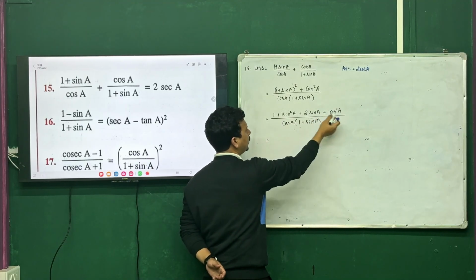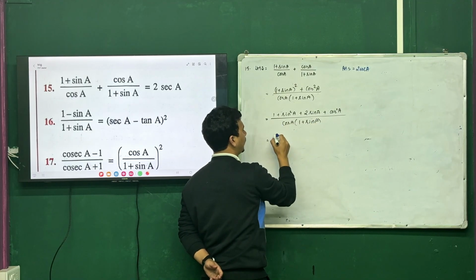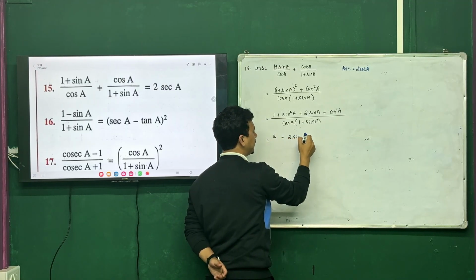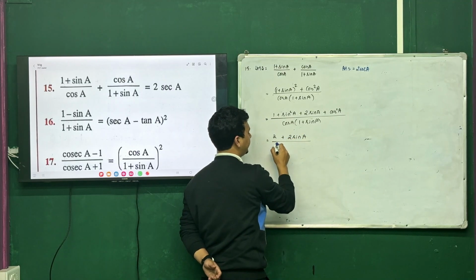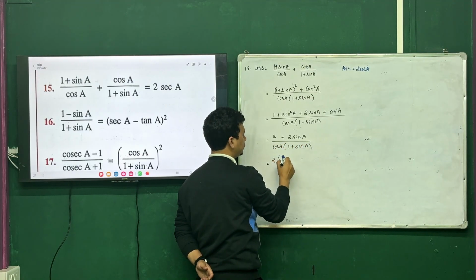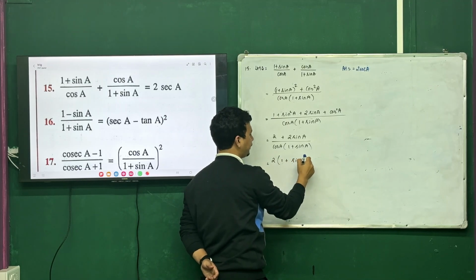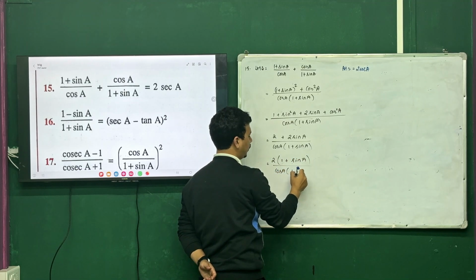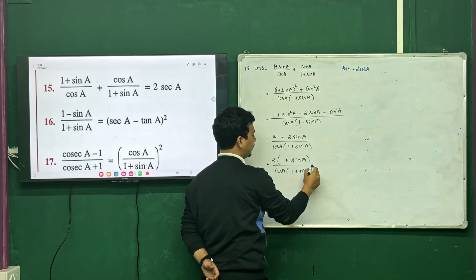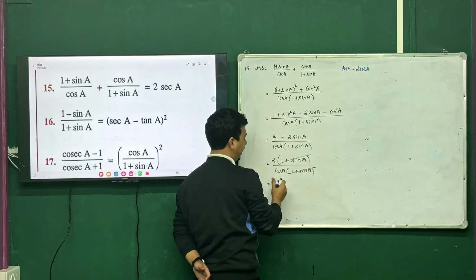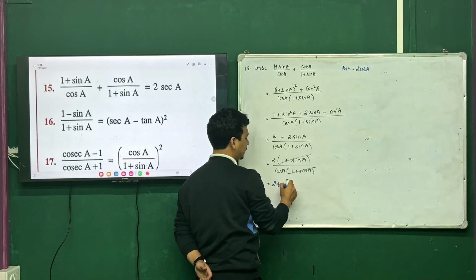After that, sine square plus cos square is 1. 1 plus 1 is 2. So we get 2 plus 2 sine A divided by cos A into 1 plus sine A. Then 2 into 1 plus sine A divided by cos A into 1 plus sine A. Now we can just cut 1 plus sine A, 1 plus sine A. 2 by cos is nothing but 2 sec A.